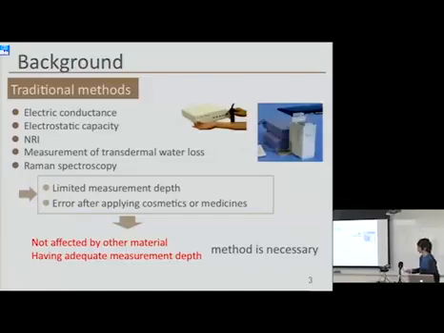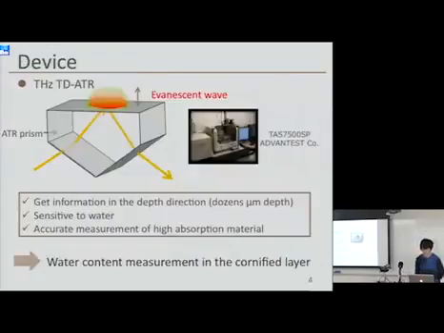Because of the ingredients of cosmetics or medicines, we cannot measure the precise water content in the colonified layer. So a method not affected by other materials and having adequate measurement depth is necessary. So I want to measure the water content in the colonified layer by using terahertz time domain attenuated total reflection spectroscopy.